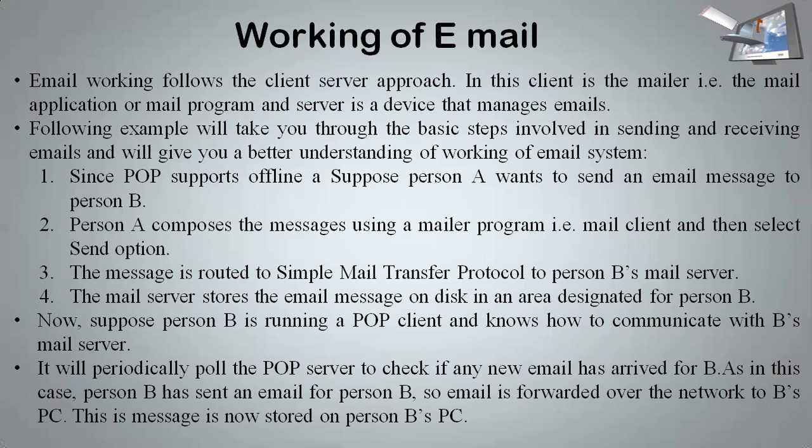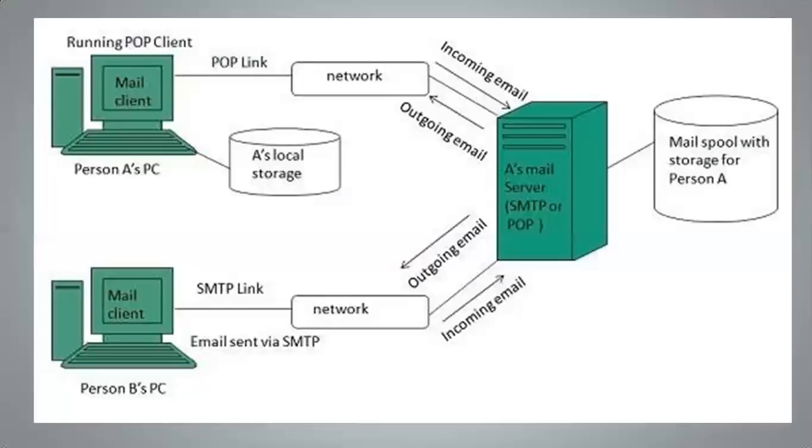The mail client of person B uses the SMTP protocol to receive that message. So this diagram shows that person A uses the POP link and person B uses the SMTP link.